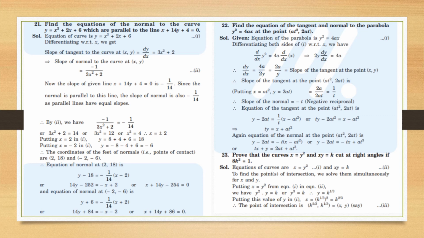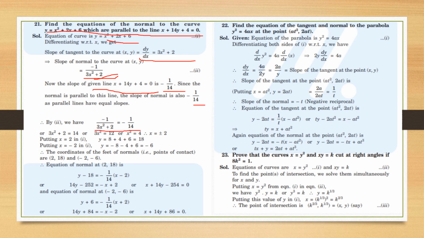Number 21 is, find the equation of normal to the curve. This is the curve which are parallel to the line. So again the connection is that the slopes are equal. I'll start with this, the equation of the curve. Differentiating, I'll get dy/dx equal to 3x² plus 2. So this is the slope of the tangent to the curve at (x, y). And the slope of normal will be minus 1 upon this, the negative reciprocal. And the slope of the given line, on expressing it as y equal to mx plus c, I'll get as minus 1 by 14. Now since the normal is parallel to this line, this slope is equal to minus 1 by 14.